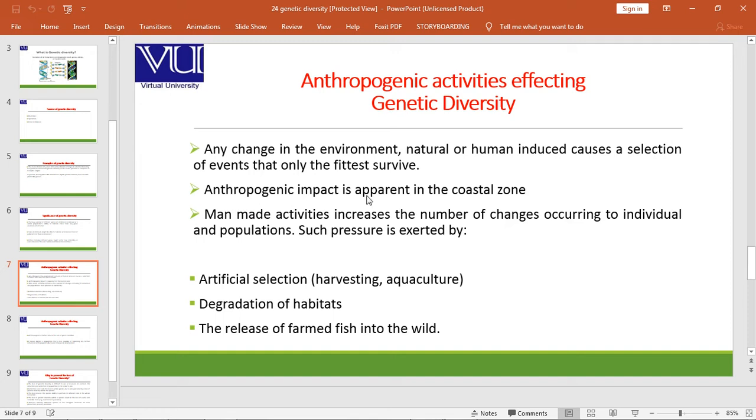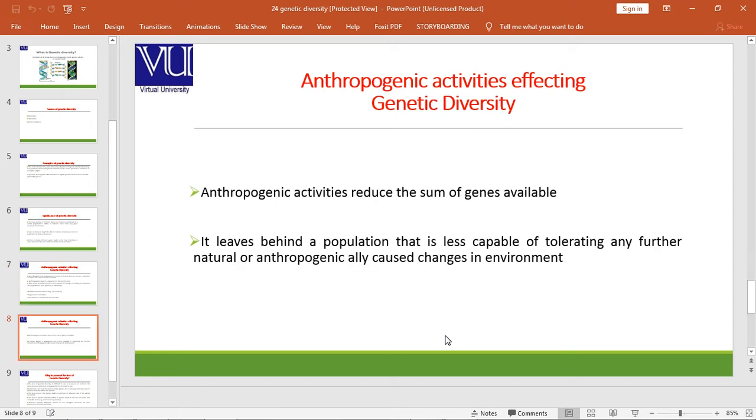Anthropogenic impact is apparent in the coastal zone. Man-made activities increase the number of changes occurring to individuals and populations. Such pressure is exerted by artificial selection, harvesting, aquaculture, degradation of habitats, and the release of farmed fish into the wild. Anthropogenic activities reduce the sum of genetic diversity available.